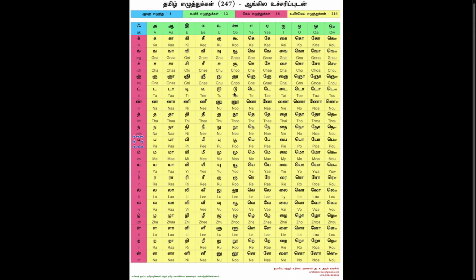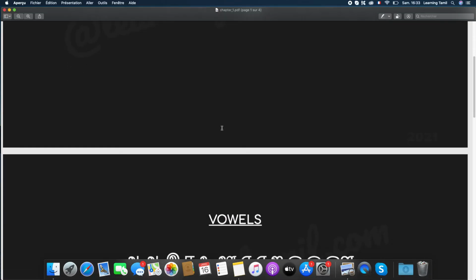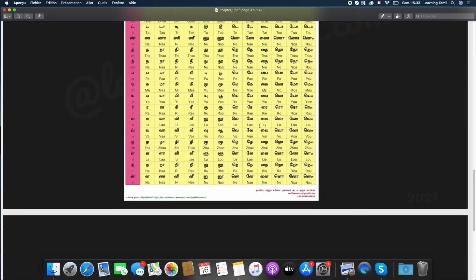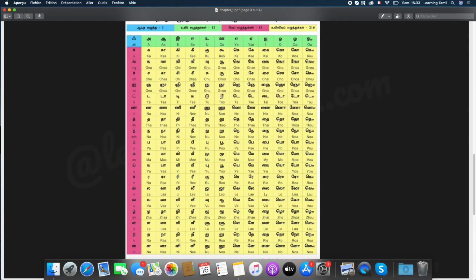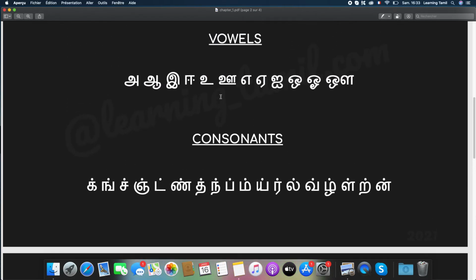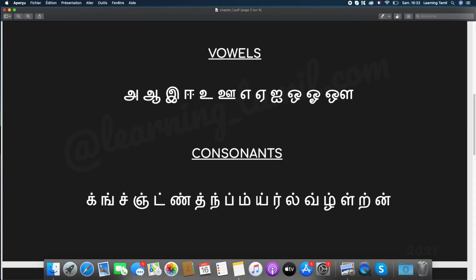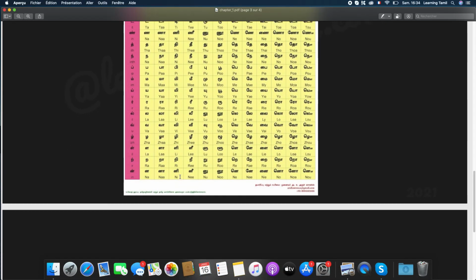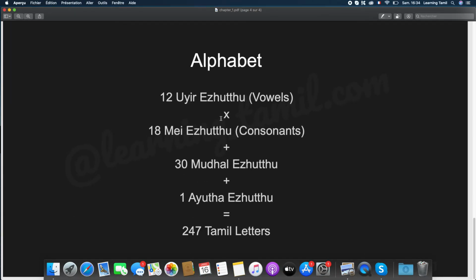So again, this is the slide that's going to be available, and this thing is also added on the chart on the slide that is available for you guys to download. You have the vowels in here separated. You have those 12 vowels, the 18 consonants, and then there's a short maths resume for you. So 12 uyraltical vowels, 18 mayaltical consonants, 30 mudaltical.